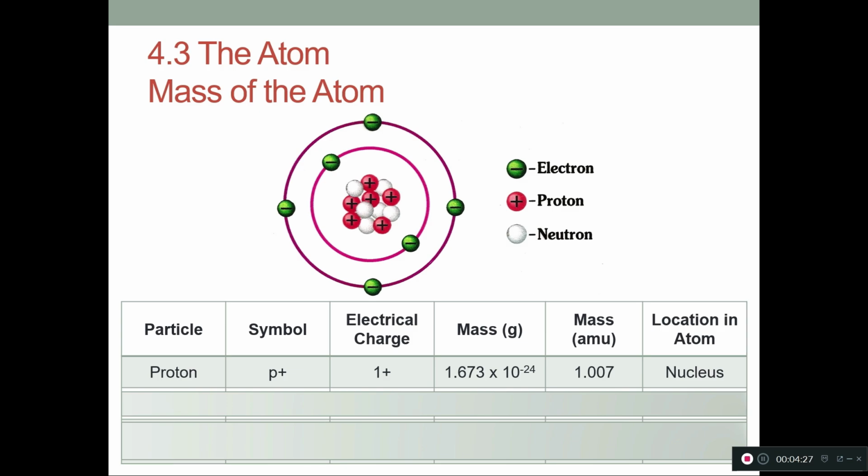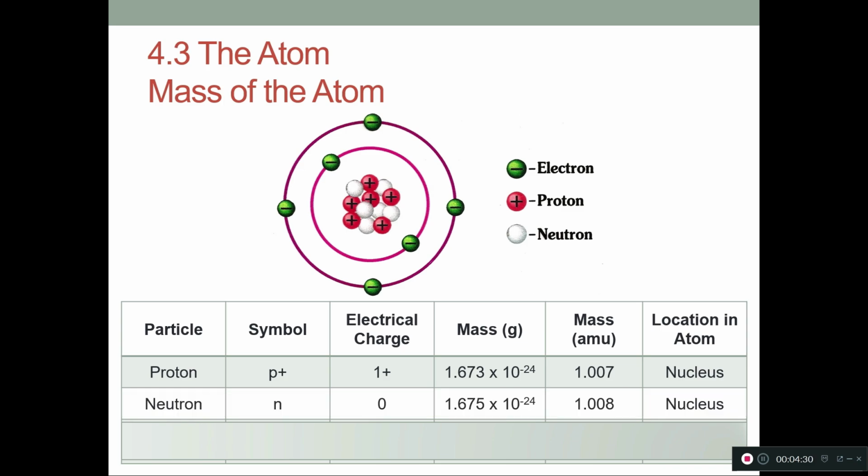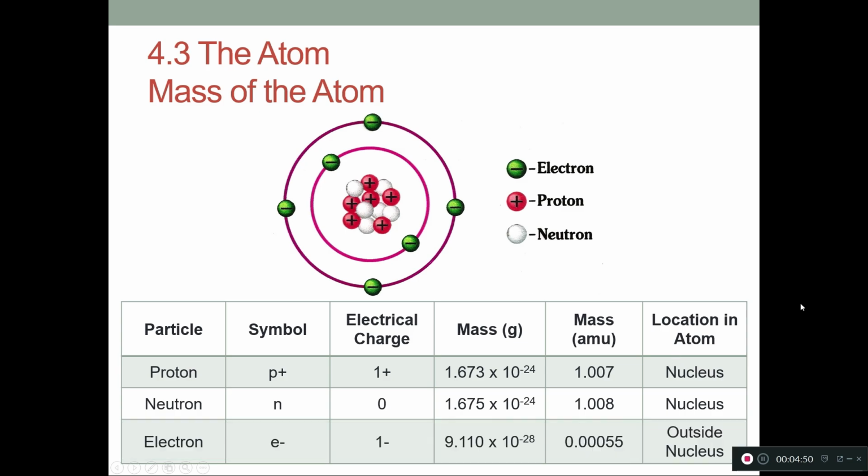Protons are located in the nucleus of the atom. Neutrons, which have 0 electric charge, are ever so slightly heavier than the proton. Instead of 1.673, it's 1.675 times 10 to the negative 24 grams, and has 1.008 atomic mass units. These are also found in the nucleus. Then the electron, which has a negative 1 charge, is quite a bit lighter than both the proton and the neutron. We see this is on the order of 10 to the negative 28 rather than 10 to the negative 24, so 4 orders of magnitude lighter. We also see that reflected in the atomic mass units for it.